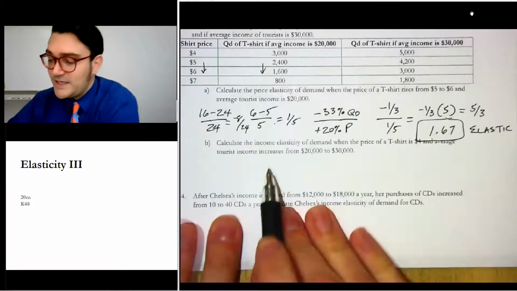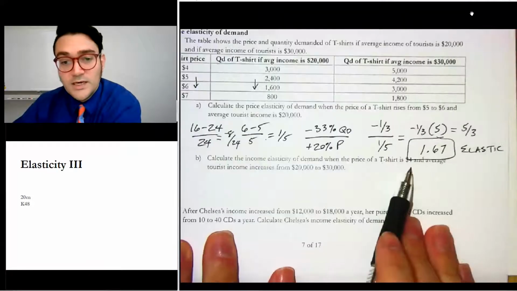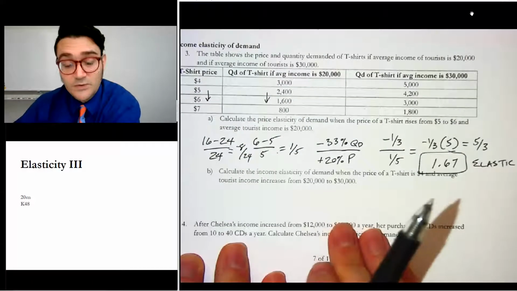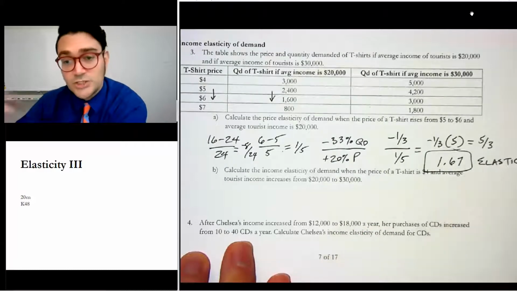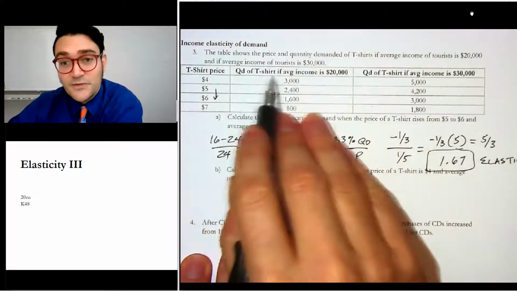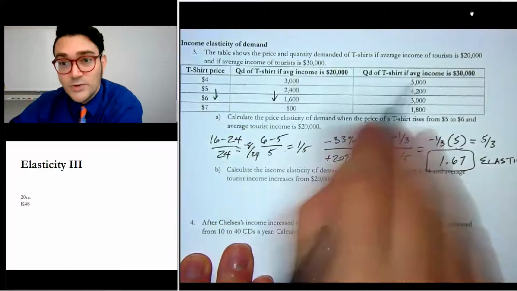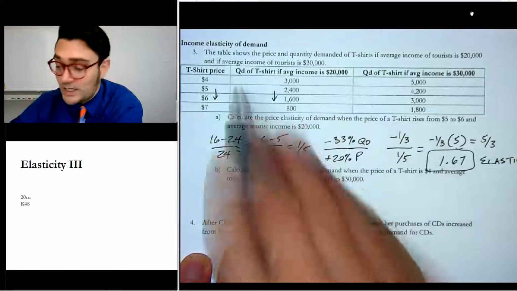Okay, calculate the income elasticity of demand when the price of a t-shirt is 4 and the average tourist income goes from 20 to 30. Okay, so now this one is going to be a little different, right? We're going to think about what's the percent change in income and the percent change in quantity demanded. And so the only thing that's going to change is we're going to go from 3,000 to 5,000, right? So we're actually changing quantity demanded. We go from 3 to 5 at $4.